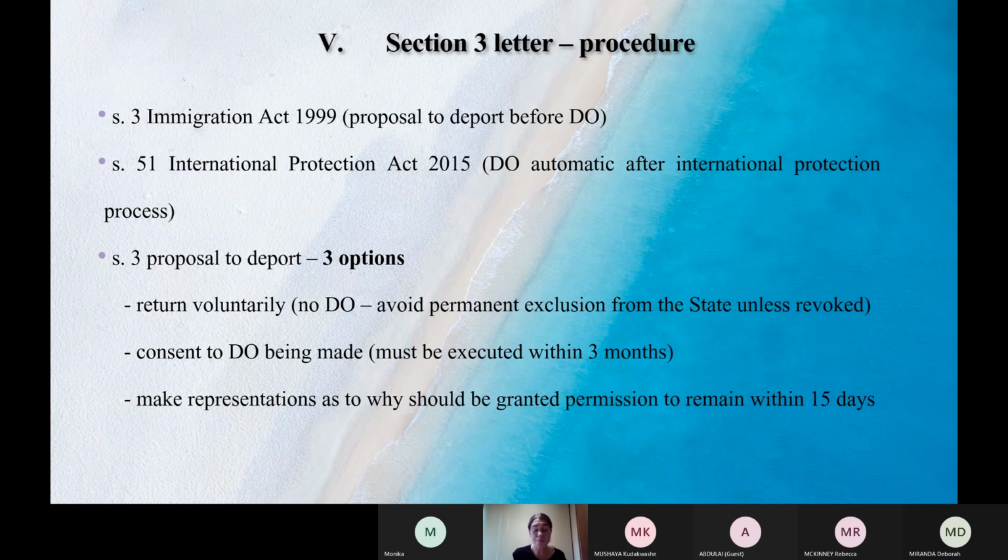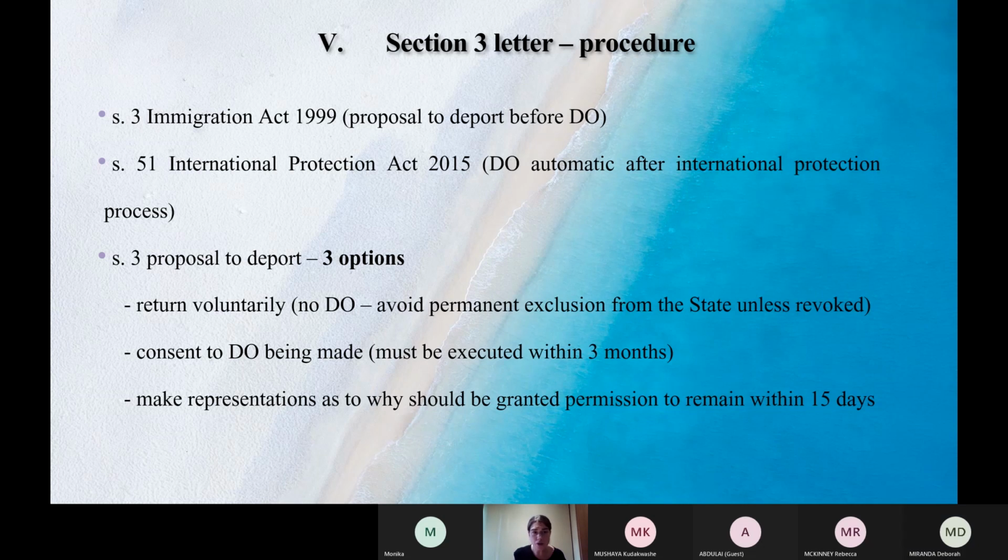But they can just issue a new proposal to deport. So, but I think if they allowed that to expire and they issued a new proposal to deport, I think there would be strong grounds to say, look, that's really an abusive process on your part, state, and you must really consider whether or not there are good grounds on which to grant that person permission to remain.